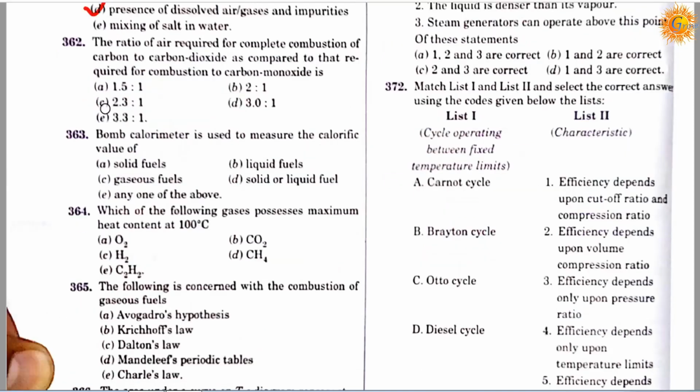Question number 362. The ratio of air required for complete combustion of carbon to carbon dioxide as compared to that required for combustion to carbon monoxide is option A 1.5 raised to 1, option B 2 raised to 1, option C 2.3 raised to 1, option D 3 raised to 1, and option E is 3.3 raised to 1. Correct answer is B, it will be 2 raised to 1.